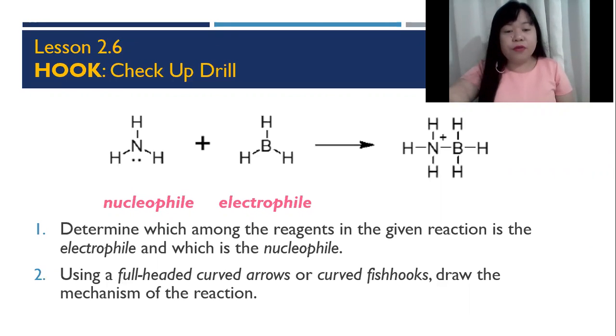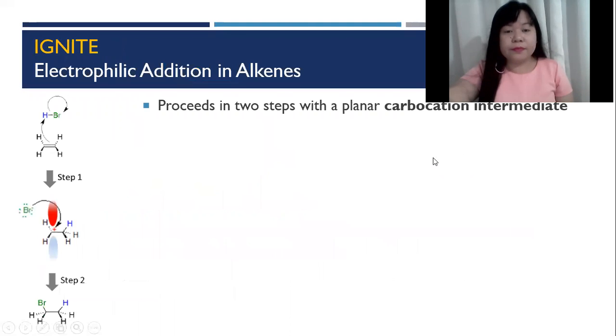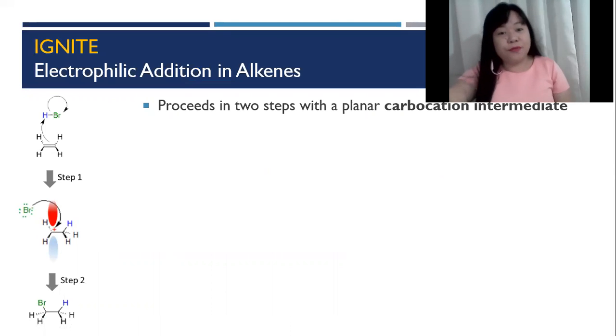Next, using full-headed arrows or curved fishhooks, draw the mechanism of the reaction. So starting from this illustration, we can simply trace the path of the electrons coming from, as we can see, this lone pair is going to be shared between nitrogen and boron. So we draw the arrow coming from the lone pairs here going to boron. So that's it for the simple recall.